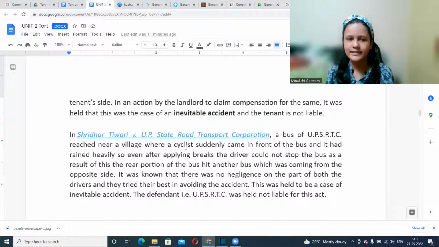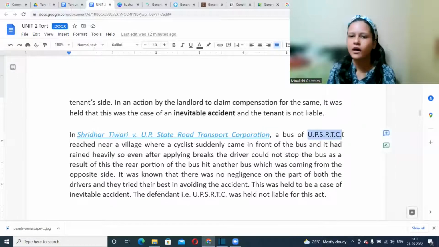In the same way, there was this case, Sridhar Tiwari versus UP State Road Transport Corporation. There was a bus of UP State Road Transport Corporation. There are certain roads, right? Like Uti and all, the roads are very small and it's a very risky sort of road. So there was a similar situation here also. There was a bus coming from one side. A cyclist came in front of the bus, and it was heavily raining. Also, the road was not proper.